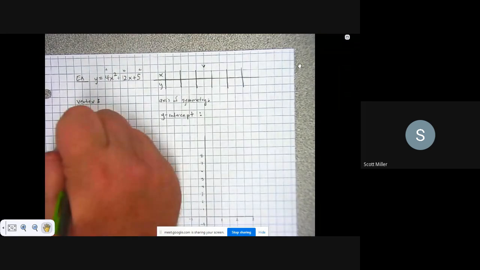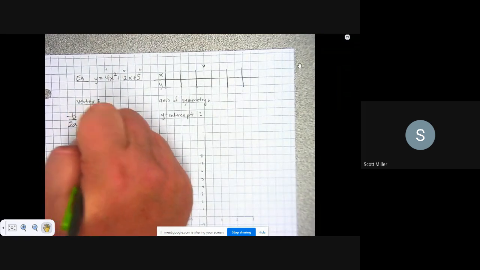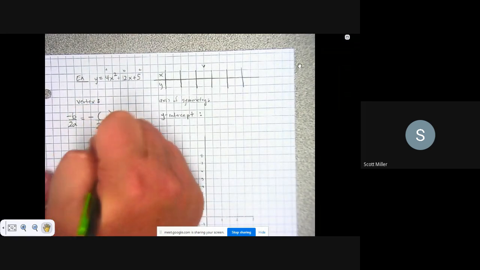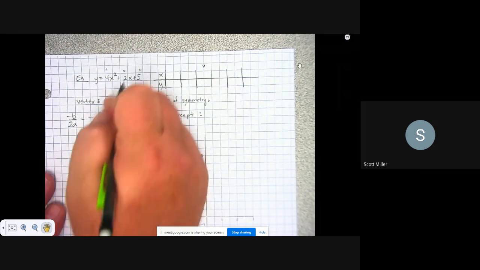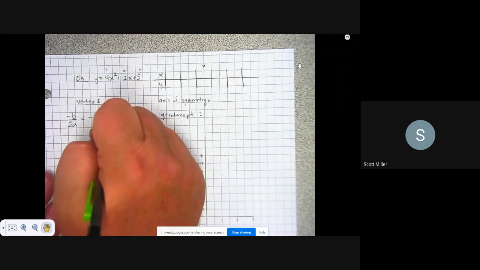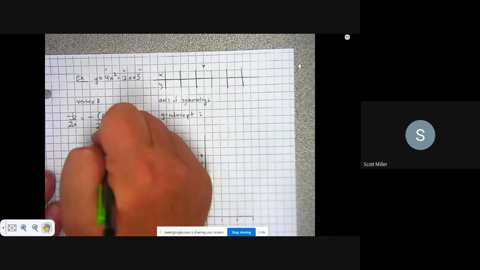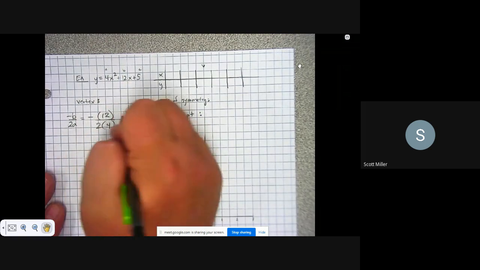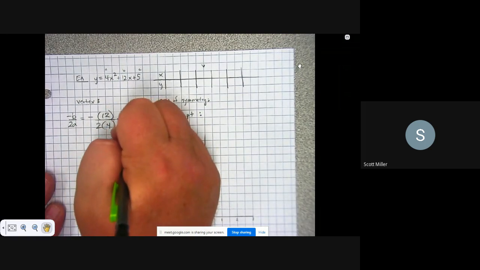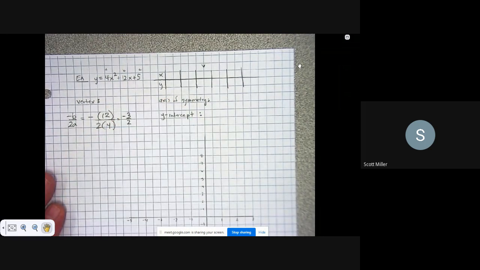So as I do this, it's a negative, and I put parentheses, 2a. Then plug in the numbers. B is positive 12, and a is positive 4. You work this out, you simplify it, and you get a negative 3 over 2. Okay? You're going to get fractions. We got to learn to deal with them.